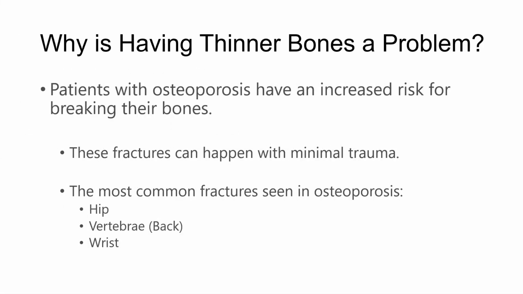Why is this even a problem? Why is it a problem to have thinner bones? Well, patients with thinner bones with osteoporosis have an increased risk for breaking their bones, and these fractures can happen with minimal trauma. The most common fractures that we see in osteoporosis are fractures of the hip, the vertebrae, the bones in the back, as well as the wrist.